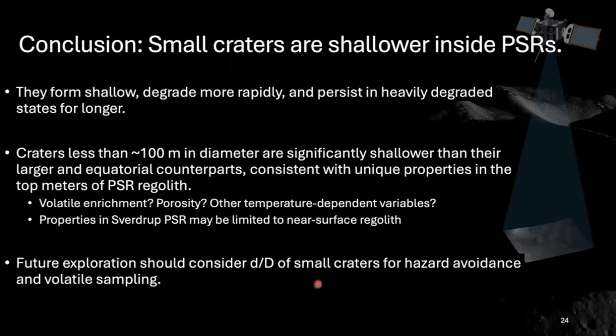So looking at craters with diameters smaller than 100 meters, they're in particular more significantly shallower than their counterparts. That would probably be consistent with unique properties in the upper few meters, maybe 10 meters at most, of PSR regolith. Again, we don't know. Maybe it's volatile enrichment, porosity in the PSR regolith could have a significant effect on the physics of crater formation, or maybe regolith cohesion or something.